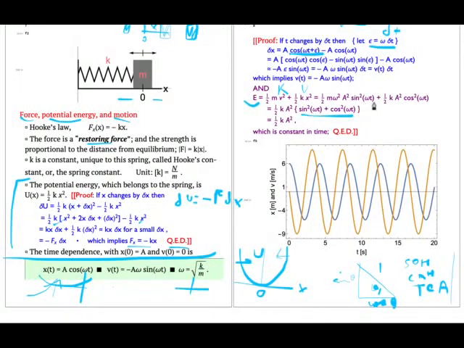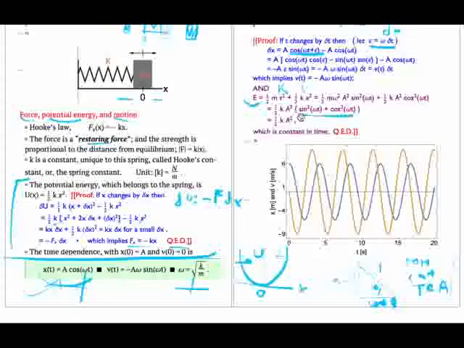The only reason it works is because omega is the square root of k over m. But you see, if I say omega is the square root of k over m, then I have conservation of energy. That guarantees that this is the unique solution for the motion of the mass.